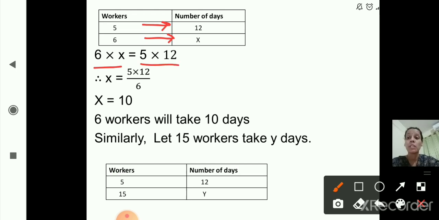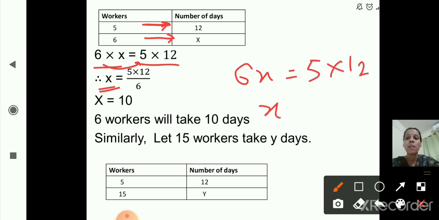Okay, so this is inverse proportion. So what we will do is, workers is equal to number of days, that is 5 multiplied by 12 is equal to 6 multiplied by X. Okay, so 6 multiplied by X is what? 6X, right? And 5 multiplied by 12. Now as we have to find the value of X, X will remain here, this 6 will go down. So 5 multiplied by 12 upon 6. See here, 6 into X means 6X is equal to 5 multiplied by 12. As we have to find the value of X, that will remain here, 5 multiplied by 12 upon 6.